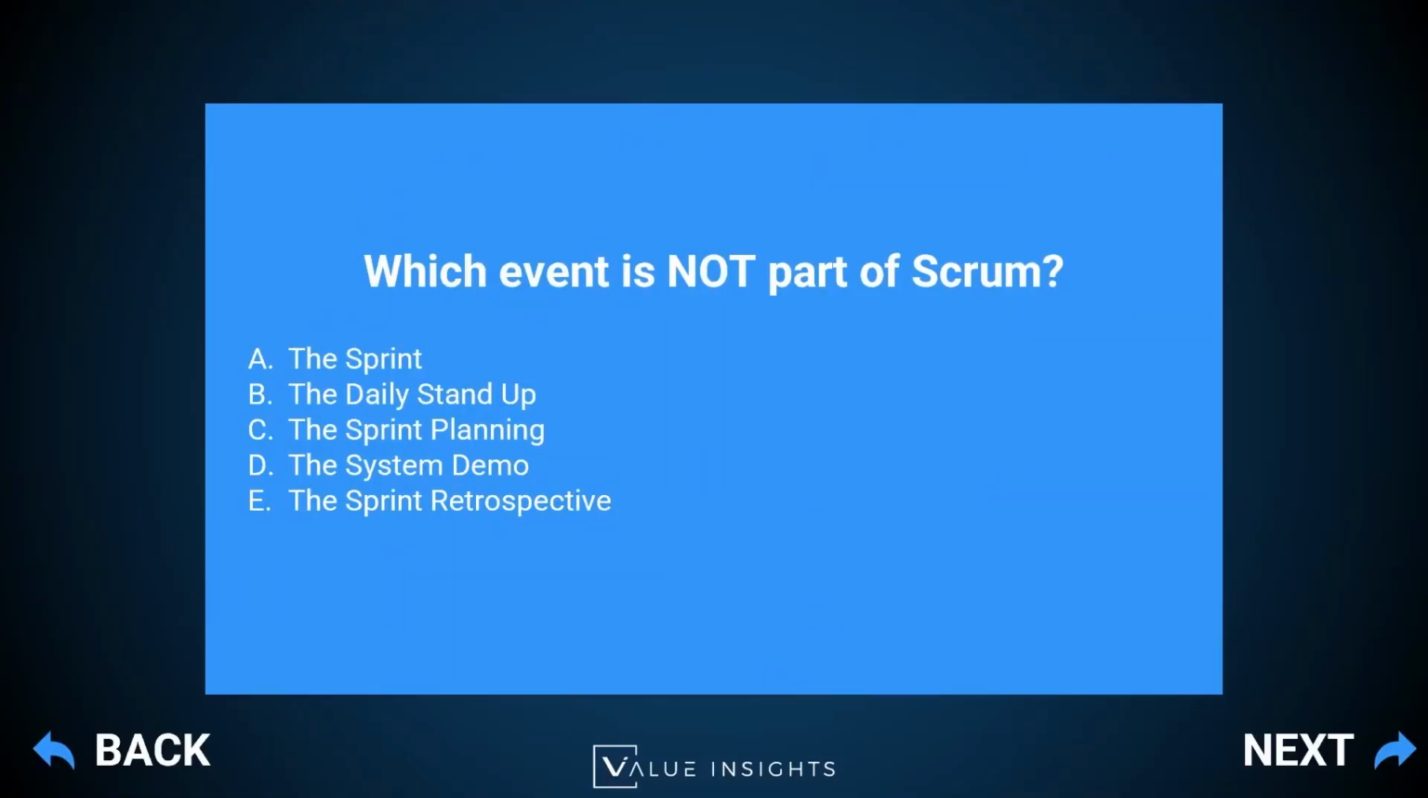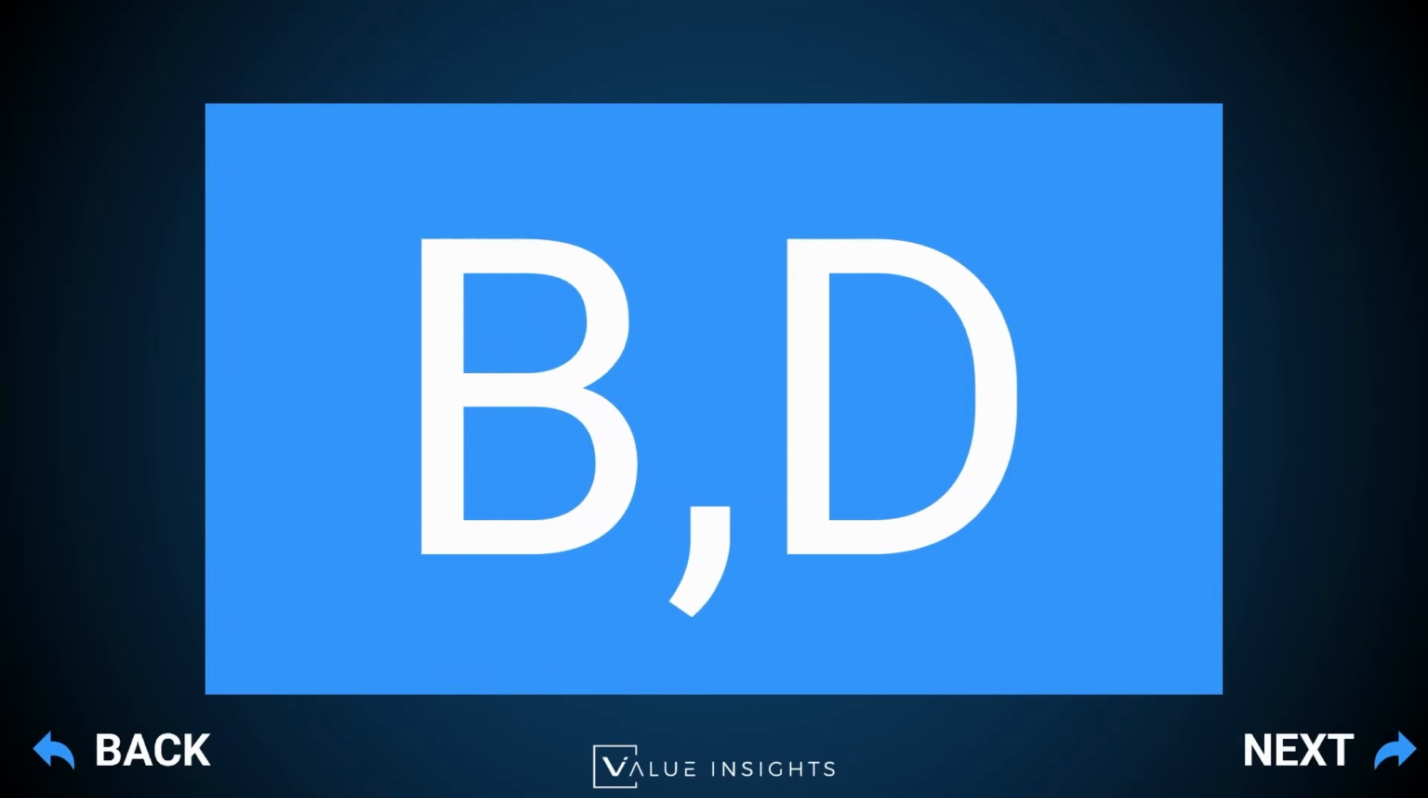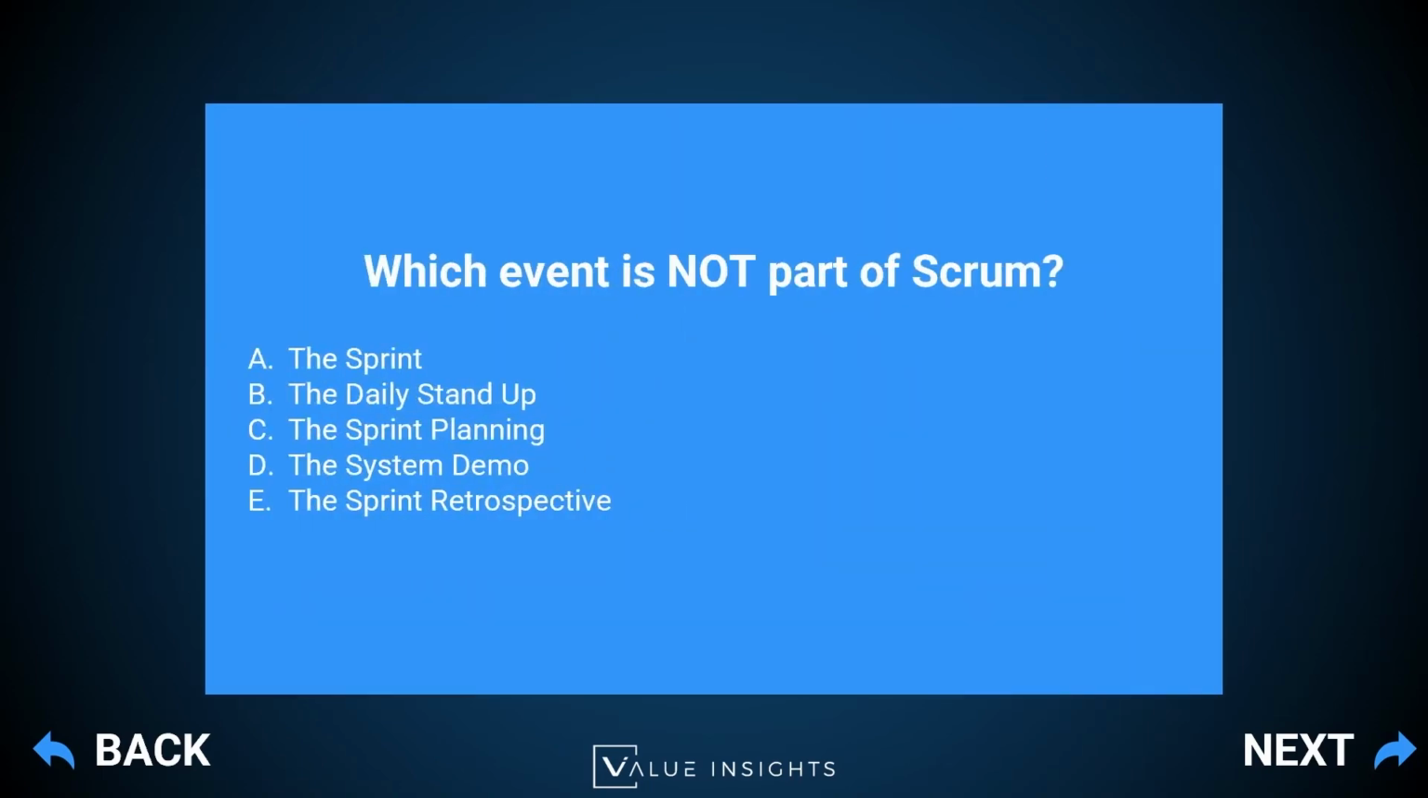Let's have a look at question number 3. Which event is not part of Scrum? A, the sprint, B, the daily stand-up, C, the sprint planning, D, the system demo, or E, the sprint retrospective. And let's have a look at the answers. And those are B and D. So B, the daily stand-up, and D, the system demo.